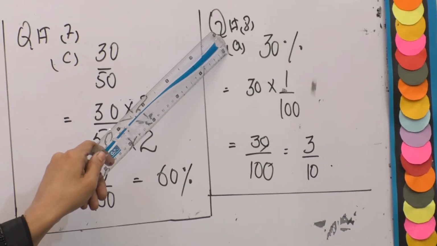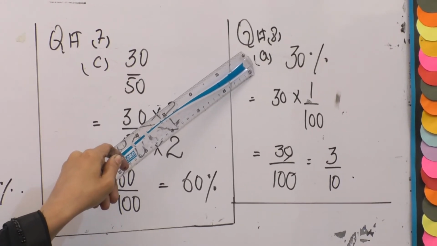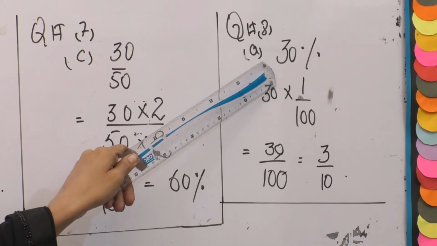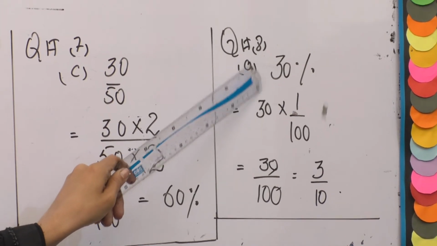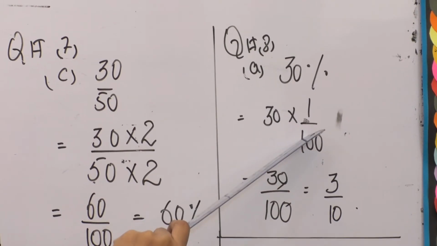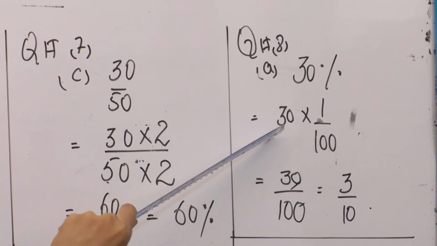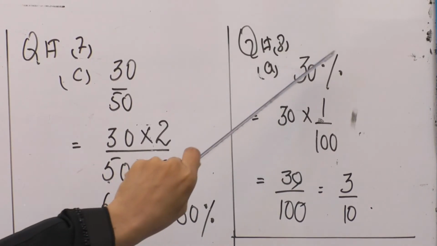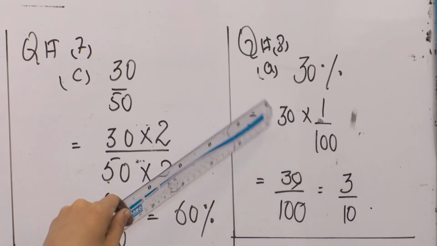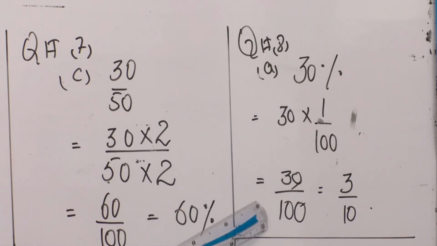Come to question number 8. We have the question: write each percentage as a fraction, reducing it to the lowest term. First of all, you have to convert this percentage into a fraction. Then you have to cut it to the lowest form. This sign can be replaced by 1/100 because the value of this percentage sign is 1/100. So we will replace this sign by 1/100. 30 multiplied by 1/100. Here in the numerator we have 30 multiplied by 1. We get 30 divided by 100.